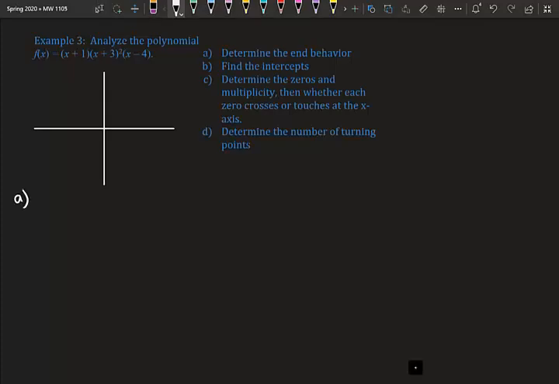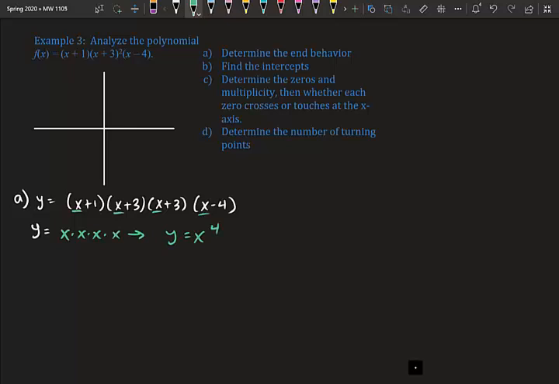And remember, end behavior is the first terms multiplied out of each factor. So let's separate it first. We'll have x plus 1, x plus 3, x plus 3, and then x minus 4. X plus 3 is squared, so that's why we wrote it twice. So to find our end behavior, it's going to be all of the first ones multiplied, so x times x times x times x, and then we get y equals x to the 4th. So that means our end behavior, it's going to go up, then up. Whatever's in between is in between, but the ends will go up and up.